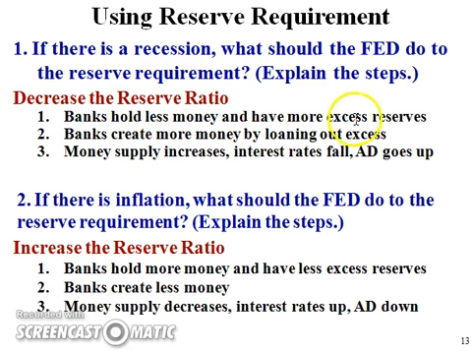Banks hold less money and have more excess reserves, then they would create more money by lending out more of the excess reserves, or more of the increased excess reserves that they now have. And this gradually increases the money supply. We know that then interest rates would fall and aggregate demand would increase. And that goes back to several slides previous in which we saw the relationship between the money market, the loanable funds market, where interest rates are, and the aggregate graph as well.